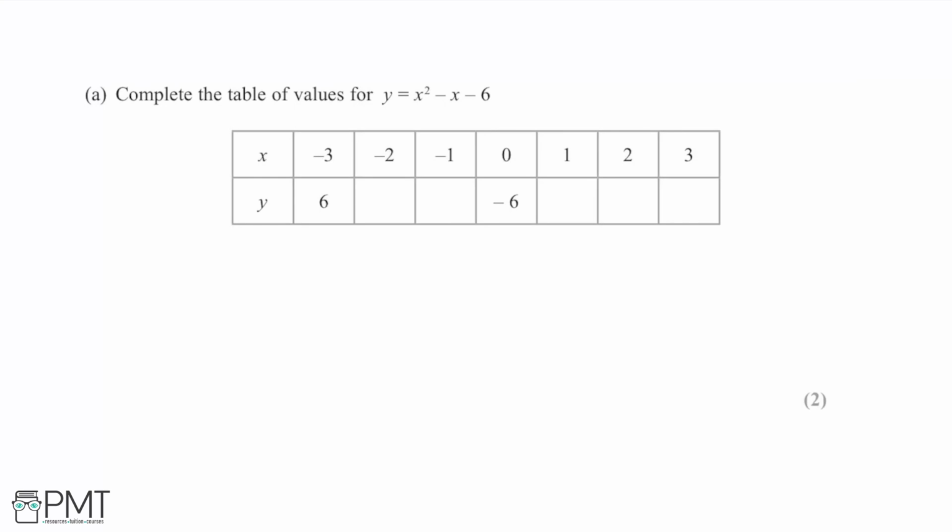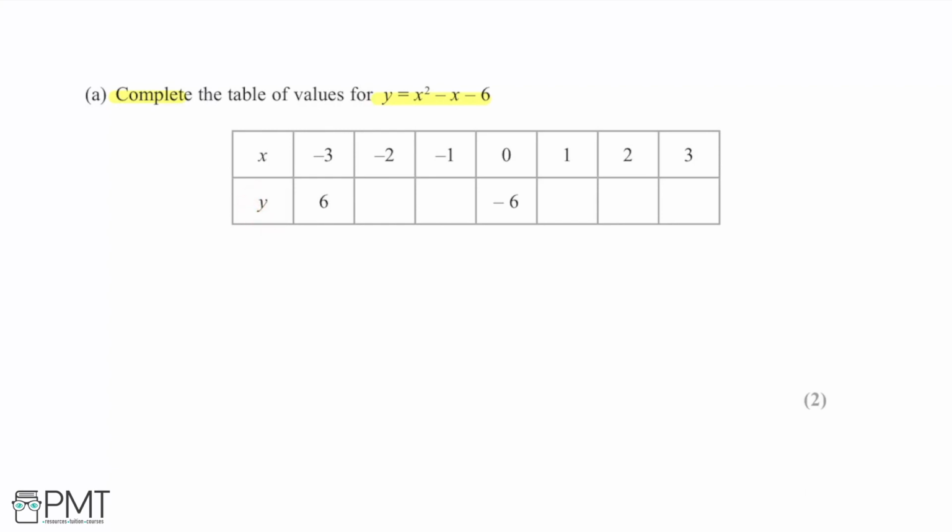So for the first part of this question, we're asked to complete the table of values for y is equal to x squared minus x minus 6. In the first row of the table, we have the x values, which range from -3 up to +3. And then the second row of the table has the y values.